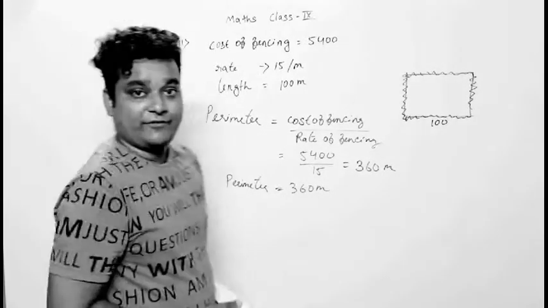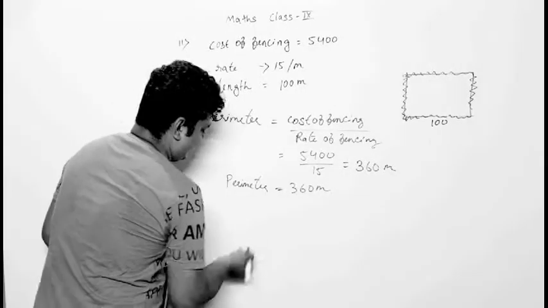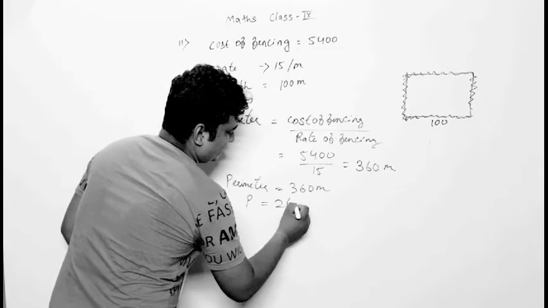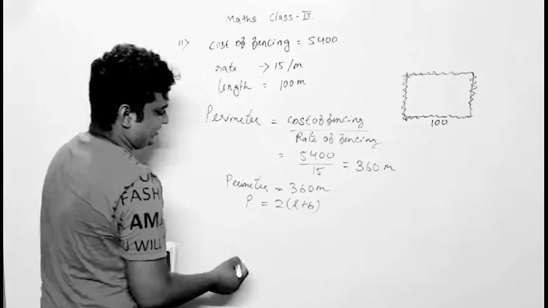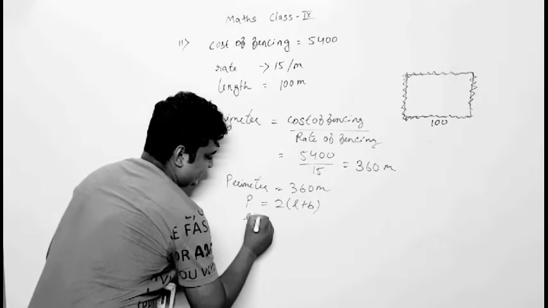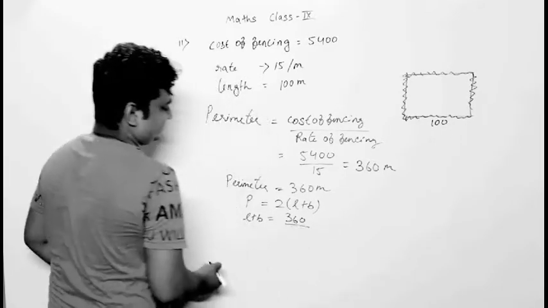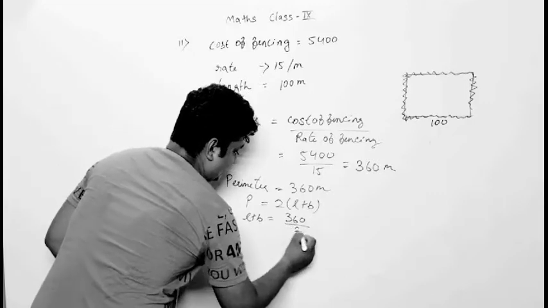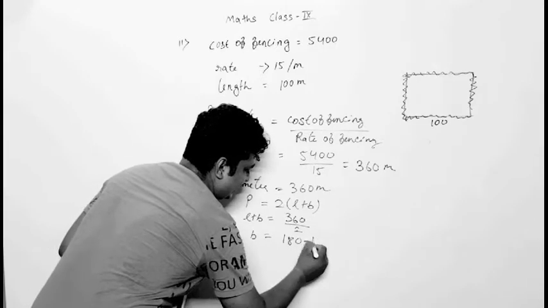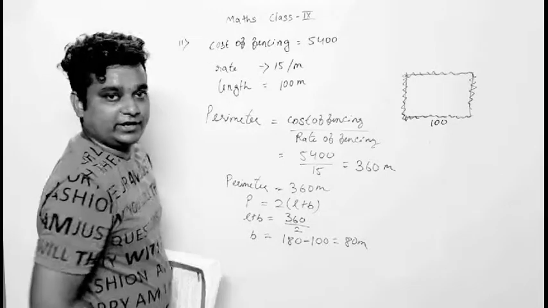We have the length, and we need to find the breadth first. Perimeter, denoted by P, equals 2 into length plus breadth. So length plus breadth equals 360 divided by 2, which is 180. Now 180 subtracted by 100 gives 80 meter. So the breadth is 80 meter.